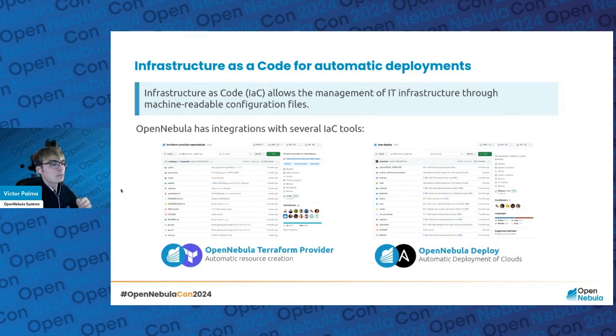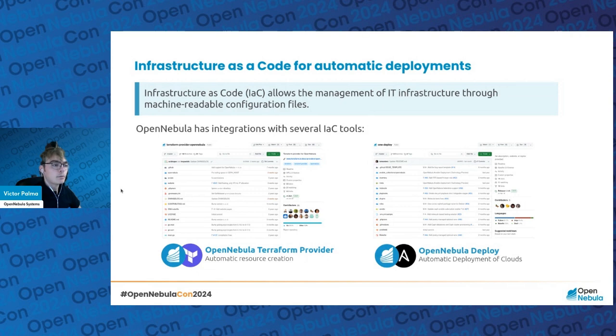IaC brings several key benefits such as consistency and automation. We will discuss all these benefits in the next slide, but first I would like to mention the most relevant tools with which OpenNebula integrates. We have first the OpenNebula Terraform provider. This tool allows automatic resource creation, making it easier to manage your infrastructure.